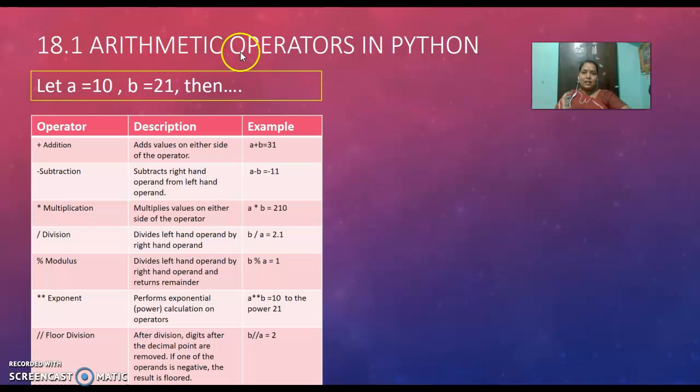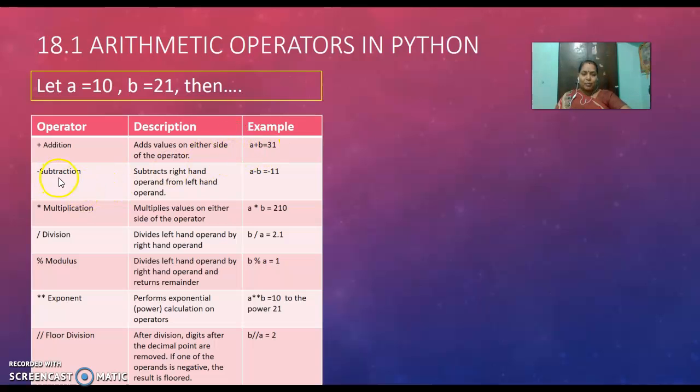First we are going to see arithmetic operators in Python. Python supports 7 arithmetic operators which are used for manipulating arithmetic operations. First, plus is an arithmetic operator which adds 2 values. For example, if a equal to 10 and b equal to 21, then a plus b is equal to 31.